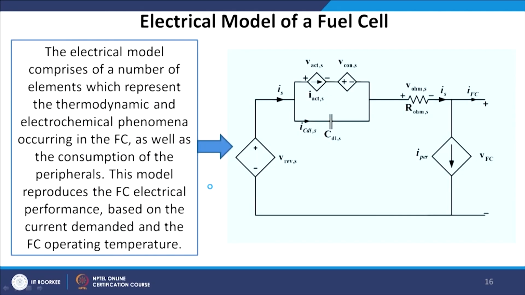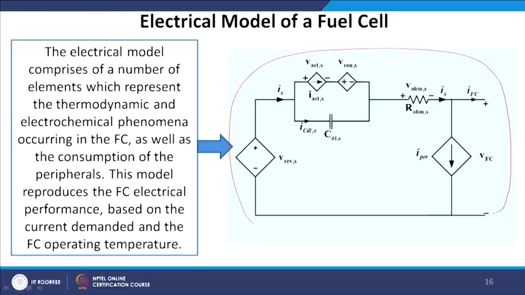Now, if you see the modeling of a fuel cell, the electrical model comprises a number of elements which represent the thermodynamic and electrochemical phenomena occurring in the fuel cell, as well as the consumption of the peripherals. This model reproduces the fuel cell electrical performance based on the current demanded and the fuel cell operating temperature. So, this is the basic model we need to consider for our fuel cell design.